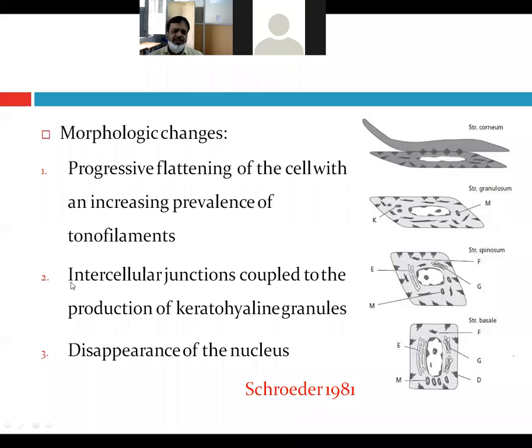The second morphologic change is intercellular junctions coupled to the production of keratohyalin granules. In the basal layer, the presence of granules is usually less, but as the cell migrates from basal layer to superficial layer, there is presence of keratohyalin granules. Then there is disappearance of nucleus. We can see the nucleus in basal layer, whereas in superficial layer there is absence of nucleus.